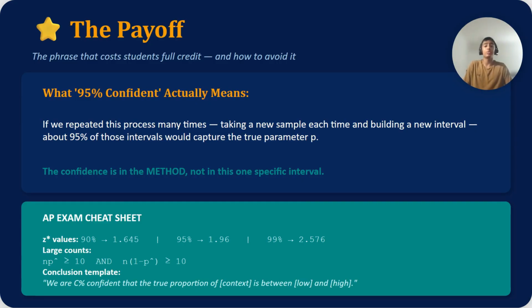This distinction is worth points on the AP free response questions. The AP graders are looking for it. Now, at the bottom, screenshot the cheat sheet: Z-star values, large counts conditions, and a conclusion template. That's literally everything you need for proportion confidence intervals on the exam.